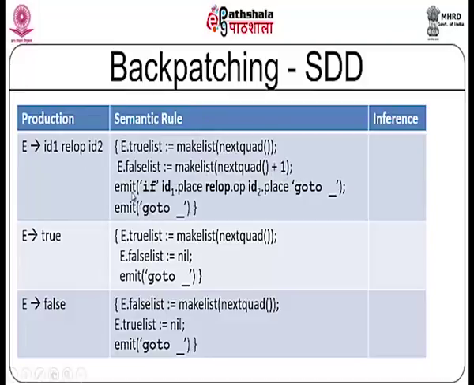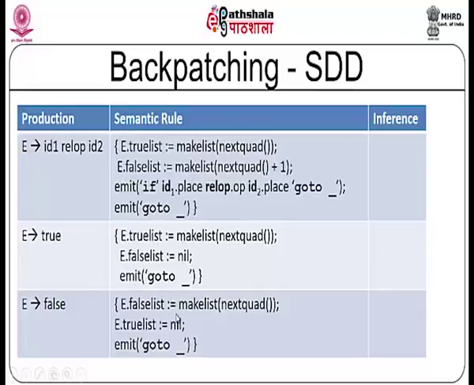And after that you emit the 3 address code. If id1 dot place, relop dot operator, id2 dot place, go to dash, go to dash. So this is what will be emitted. Now this first line will be the E dot true list line number, which is nothing but 100, for example say, and this will be 101. So that will be corresponding to E dot false list line number. And after this, when you have a true and a false value here, E produces true will be E dot true list will be make list of next quad, and E dot false list will be nil in this case, and you will simply do an emit go to dash.